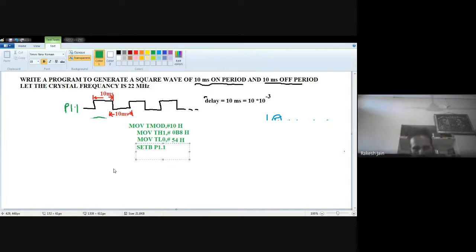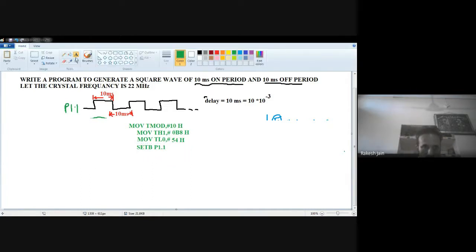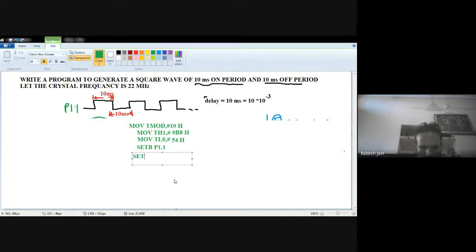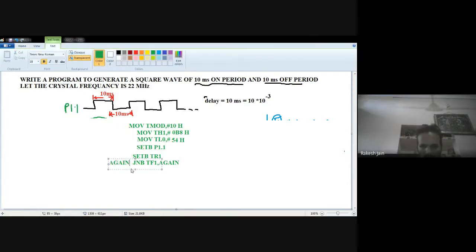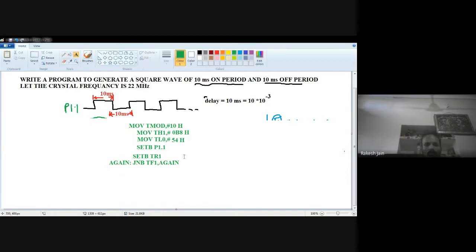Now we want to generate the delay. That's why we write SETB TR1. It means the timer register will start to count from 00 and count up to the maximum value. That's why we have to write JNB TF1, any location. Let's suppose AGAIN is the name of the location. I will explain this to you.